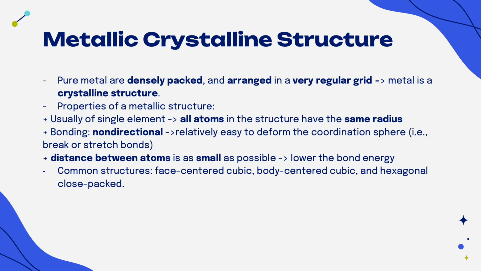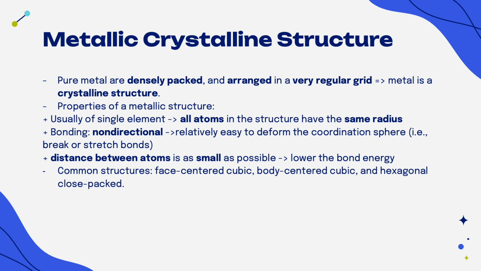We can think of a crystal lattice as a repeating number of identical units that we call the unit cell. There are minimal restrictions as to the number and position of nearest neighbor atoms in the structure. This leads to relatively large numbers of nearest neighbors and dense atomic packing for most metallic crystal structures. Some of the prominent properties of a metallic structure: first of all, the atoms in the structure have the same radius because they are usually of the single element.